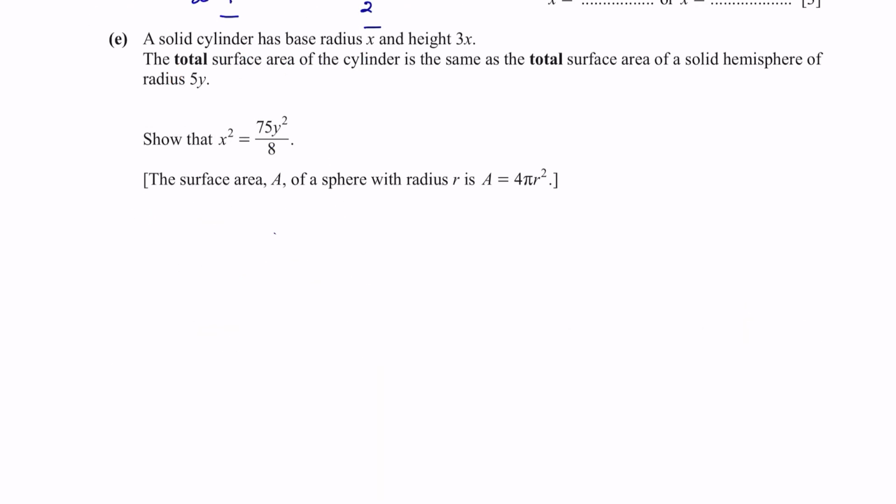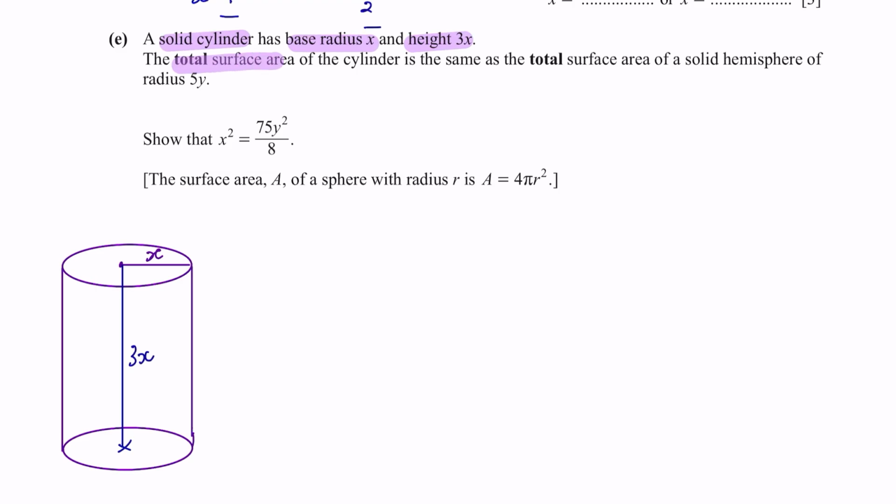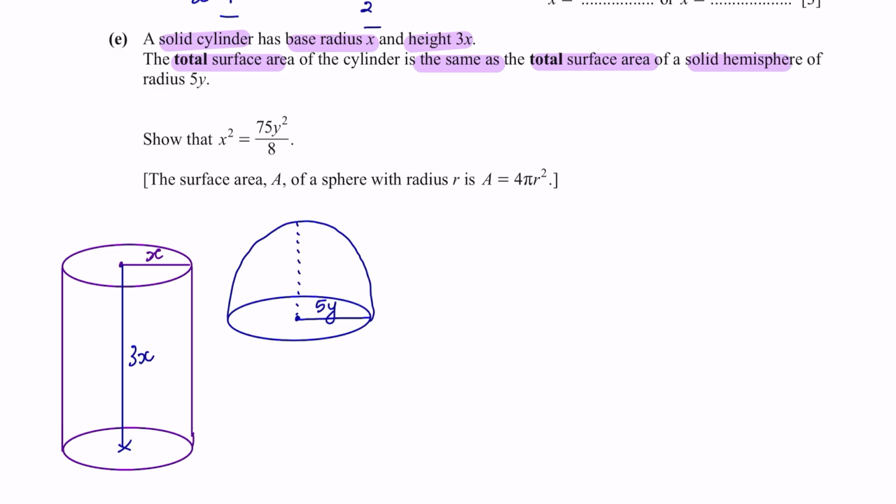Next question, part E. A solid cylinder has base radius x and height 3x, like this. The total surface area of the cylinder is the same as the total surface area of a solid hemisphere of radius 5y. Show that x squared equals 75y squared over 8. So the surface area of the cylinder is equal to the surface area of a hemisphere.